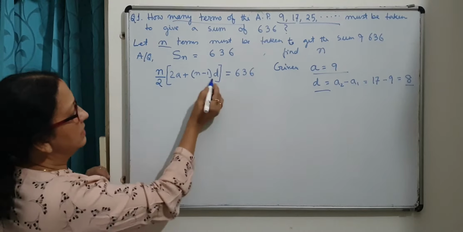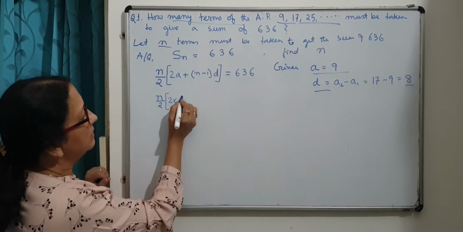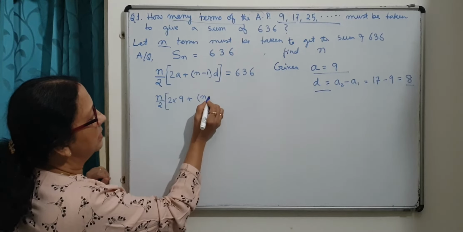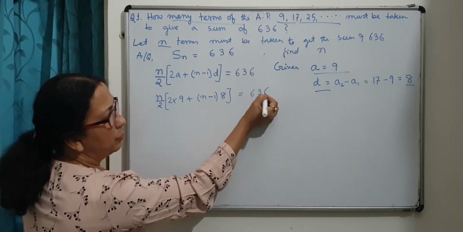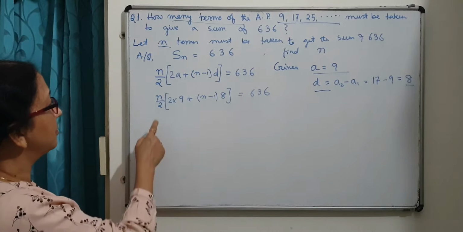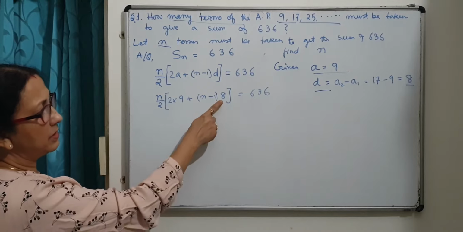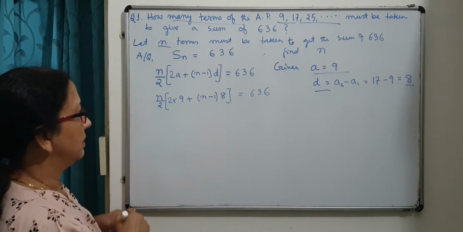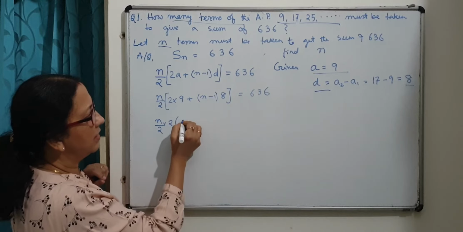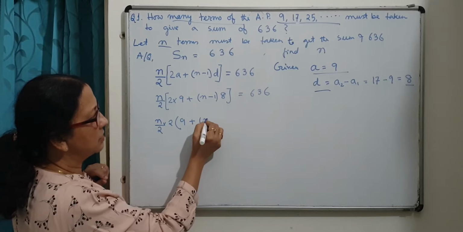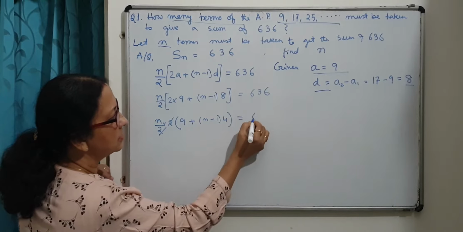Now we put the values of a and d. n by 2 times (2 into 9 plus (n minus 1) into 8) is 636. We have put the values. Now for the simplification, you observe 2 is in the denominator, and there is a factor of 2 in this term. The 8 has a factor of 2, so I can take 2 common, which will be easier. n by 2, I take out 2. So what will be left here? 9 plus (n minus 1) into 4. If I take out 2, the 2 gets cancelled, equals 636.